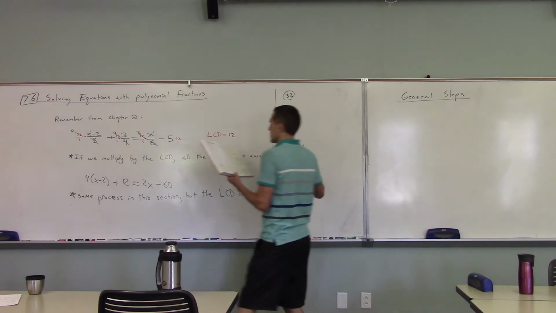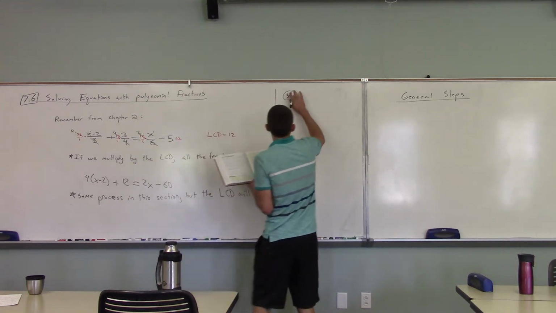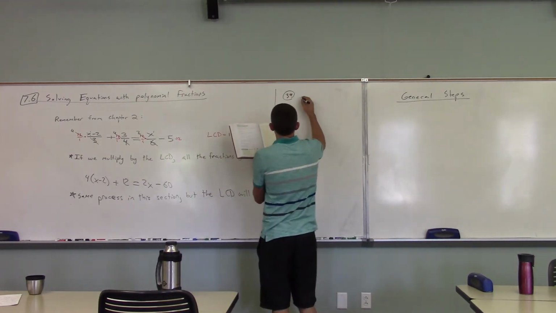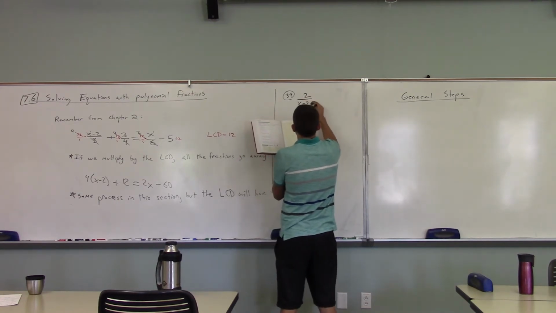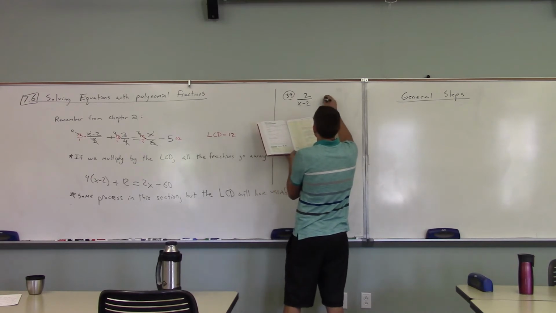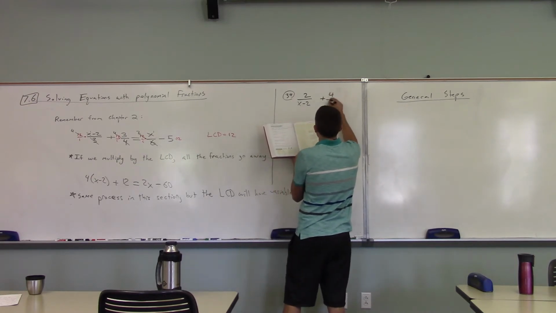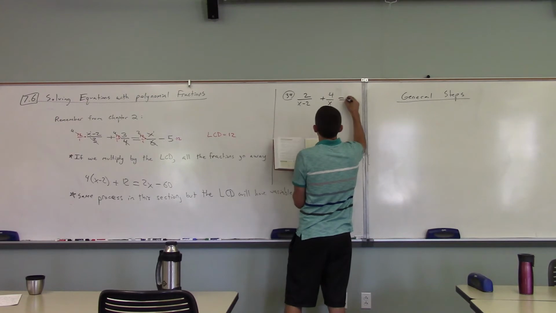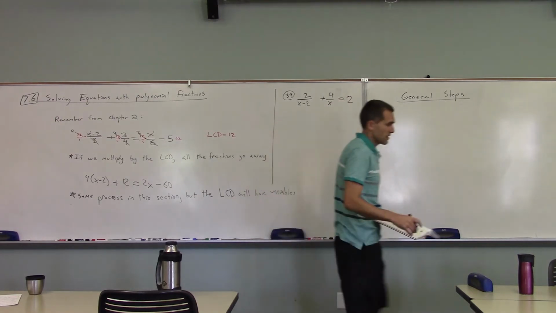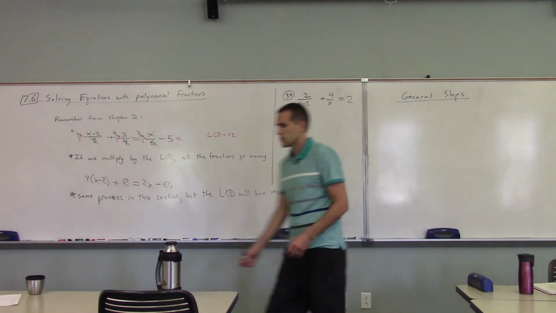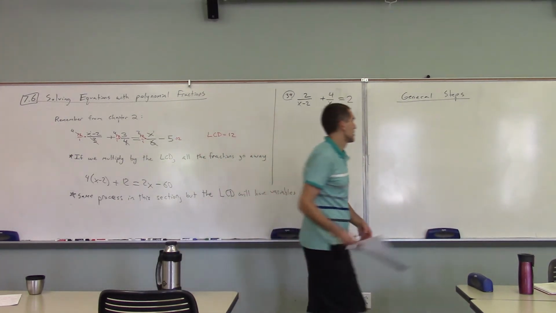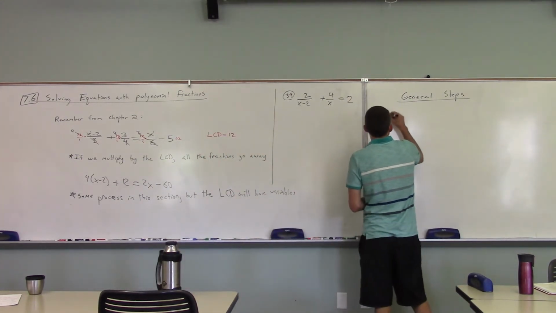Let's do one like 34. Instead of 32, 34, very close. So 34 is 2 over x minus 2 plus 4 over x equals 2. Okay, here's our problem. So let's write some general steps. Step 1.